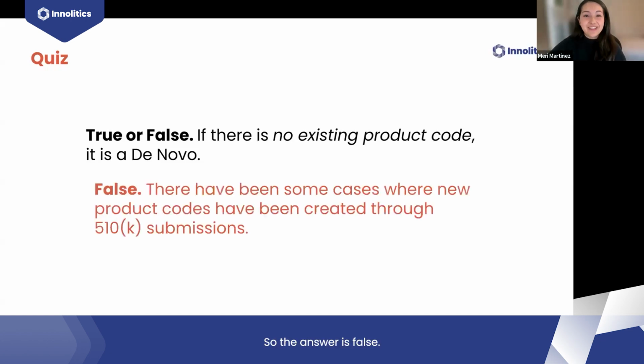Okay, so the answer is false. There have been some cases where new product codes have been created through 510(k) submissions, and I think both Meri and George have actually shared examples of these with me. So these are proven. It's funny because if there's no regulation, then it's a de novo, but no product code doesn't mean that a de novo would be needed. Very, very interesting fact I recently learned.